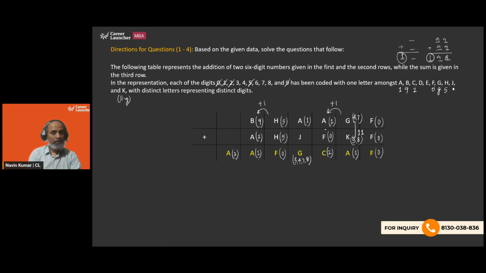Now, from the previous calculation of 1 plus A plus F, there is no carry. So that means G and J should be consecutive digits. So in order for G to be 3, J has to be 2. But 2 is already taken by C. So G cannot be 3. Okay. If G is going to be 4, J is going to be 3.